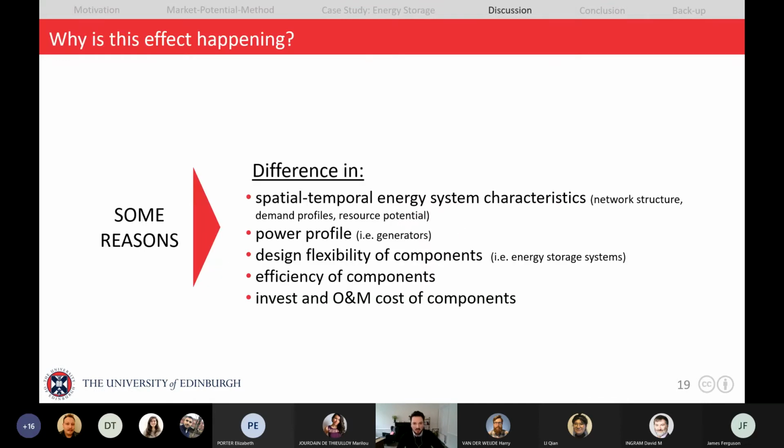And we have some reasons. The difference is maybe the spatial temporal energy system characteristics, which are completely different from location to location. So different resource potential, demand profiles, network structure. Then for each of these locations I have different power profiles as well. I have different design flexibility constraints for the components, different efficiencies for the components, and also different investment and operational costs. So all these factors, especially focusing on the components, can lead to this special case that low cost is not higher value.